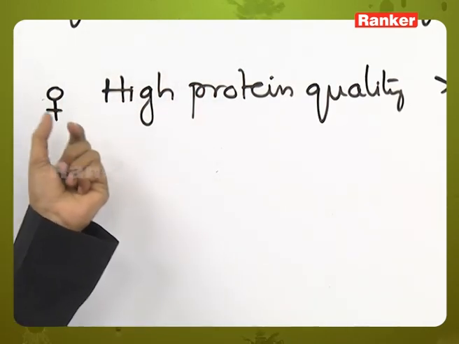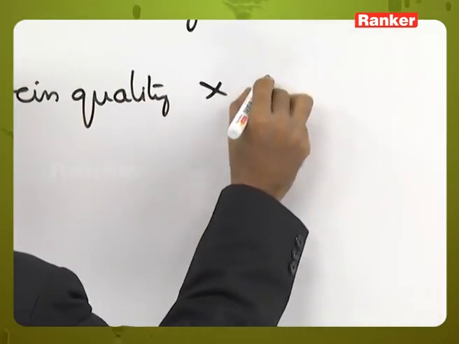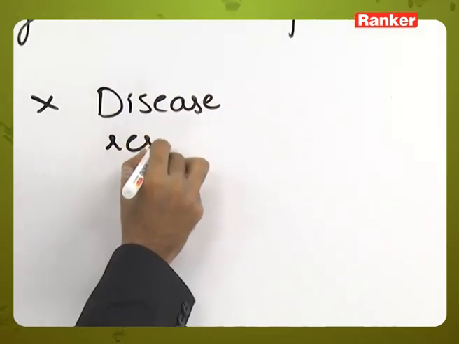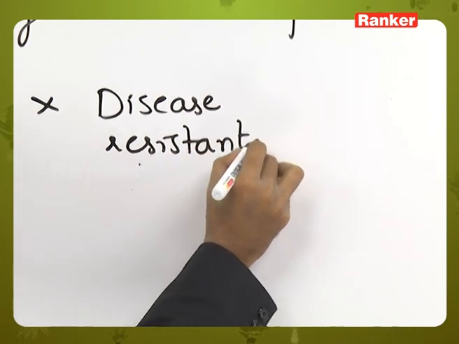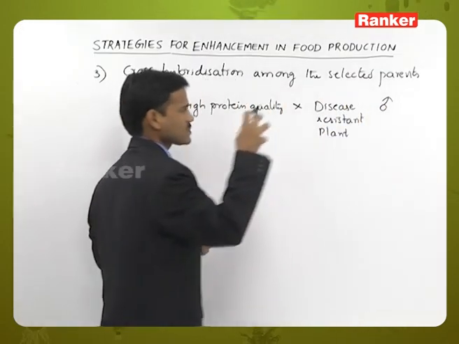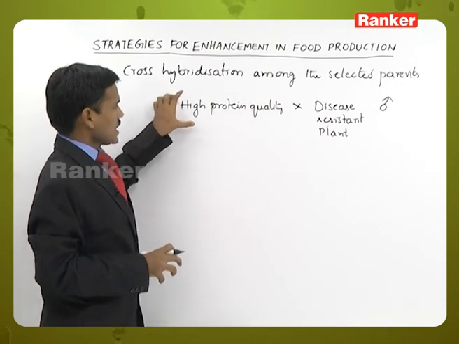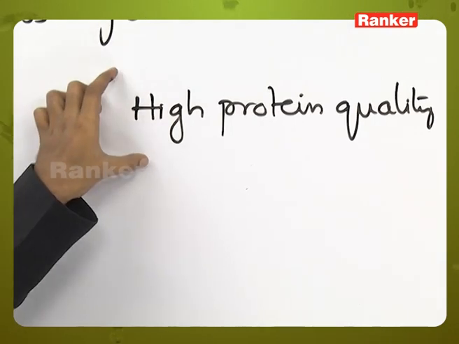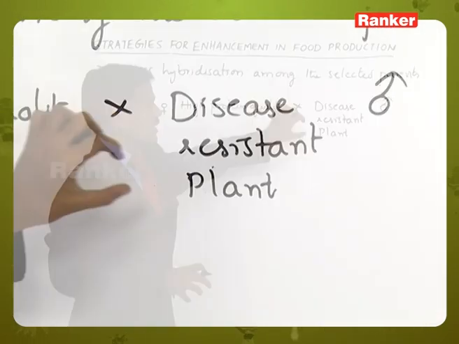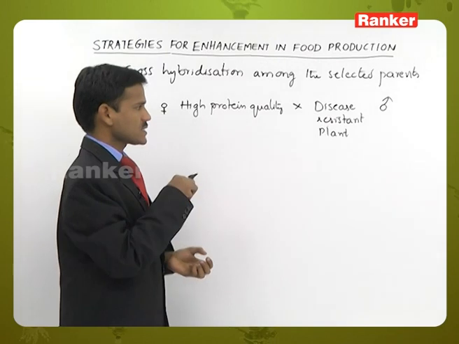Here it is easily susceptible to diseases. That is why it is crossed with the disease resistant plant. One plant acts as the male plant and the other plant acts as the female plant. One plant has high protein quality, and the other plant has disease resistance quality. So these two desirable traits are to be incorporated into a single variety.